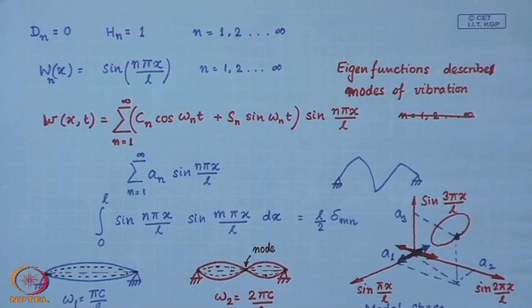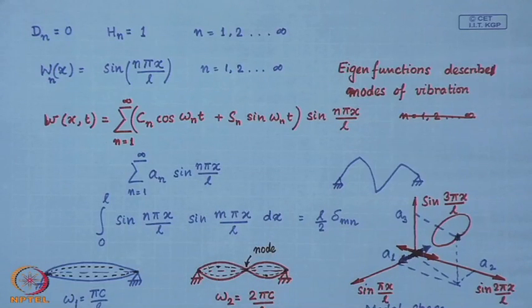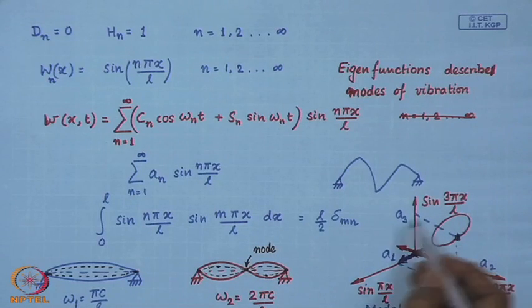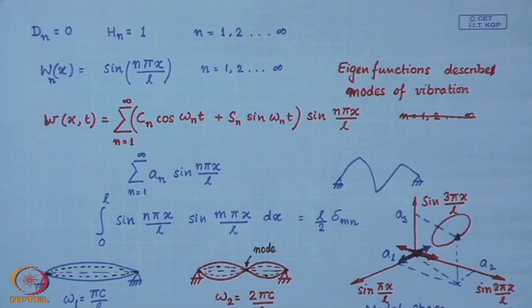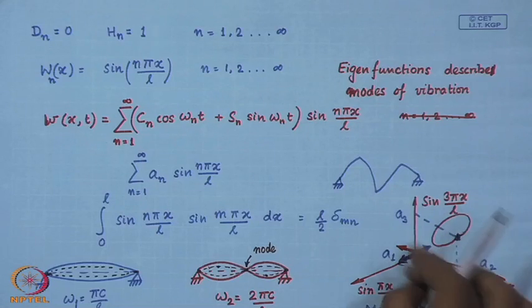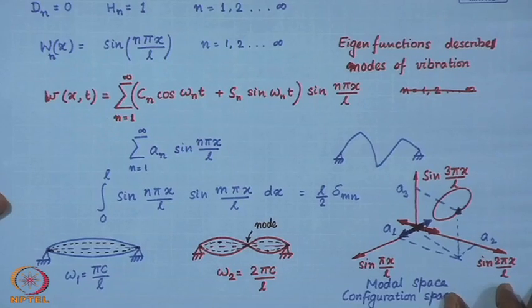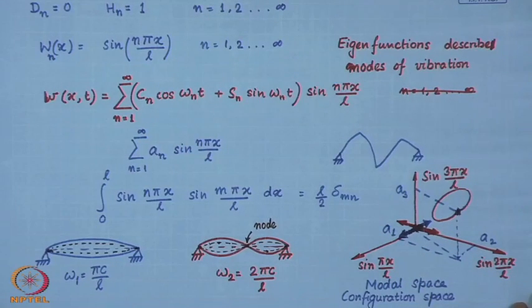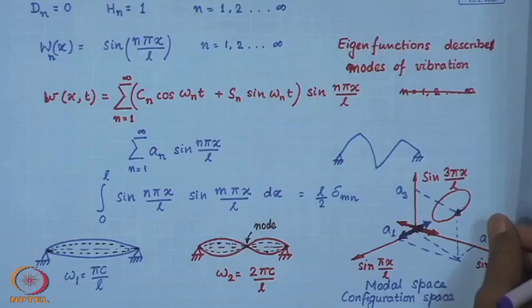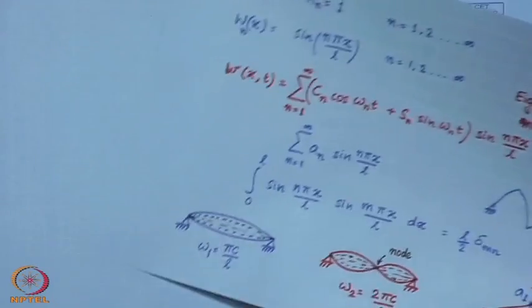But whenever I pluck a string, I actually excite a number of these modes. So, if I pluck a string at an arbitrary point, then I am actually exciting a number of these modes, and the solution is more complicated. But I can, by special means, excite only these individual modes, and we have seen that in a demonstration.